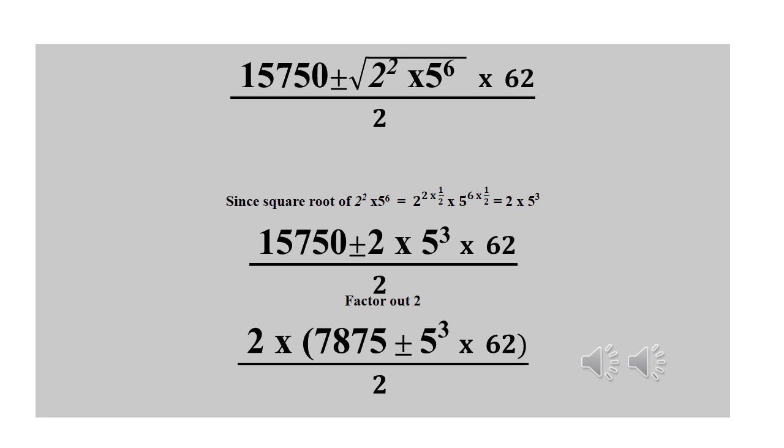So that means the square root of 2 raised to the power 2 times 5 raised to the power 6 equals 2 times 5 raised to the power 3. So if you plug it in, you have 15,750 plus or minus 2 times 5 raised to the power 3 times 62 all over 2. Factor out the 2. You use 2 to divide 15,750, that will give us 7,875. Then we have 2 times 7,875 in the bracket, the other 2 cancels. So that second 2 after plus or minus is not appearing because we have factored out 2. Then plus or minus 5 raised to power 3 times 62 all over 2.